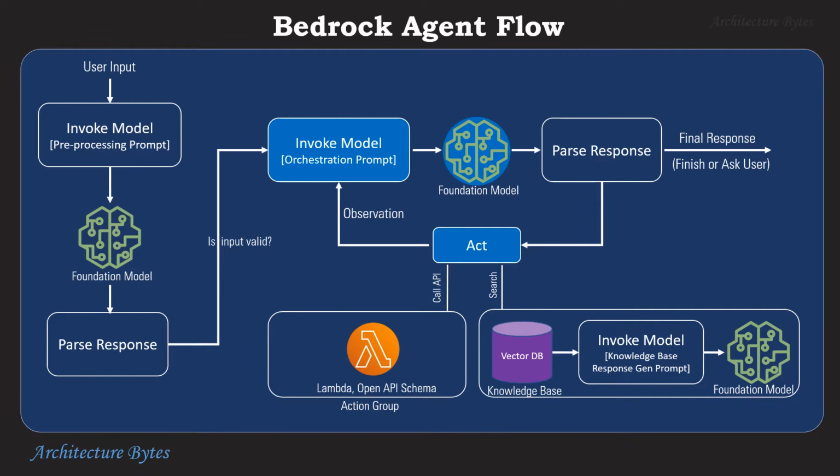So after invoking action group and summarizing results from knowledge base, the agent generates an output called observation, which is used to augment the base prompt that is then passed on to the foundation model. Upon parsing the response, agent determines if it needs to repeat the orchestration process. This loop continues until agent is ready with a final response or it needs to ask the user for additional information. The pre-processing prompt, orchestration prompt, and knowledge base response generation prompt are all generated from templates, which can be modified by you to fine-tune agent behavior.